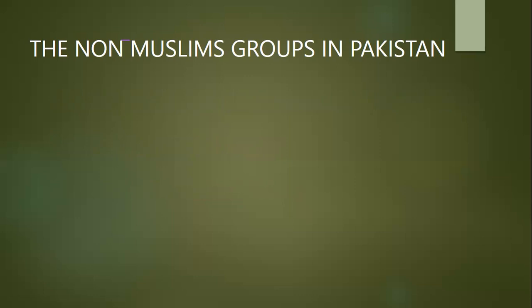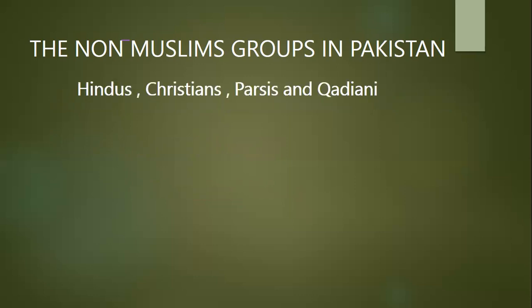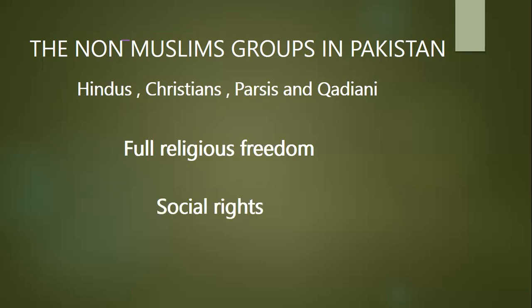Now the next paragraph is about the non-Muslim groups in Pakistan. The minority non-Muslims in Pakistan are Hindus, Christians, Parsis, and Qadiani. These are non-Muslims, and they have full religious freedom. They are free to go to their worship places, and they enjoy completely equal social rights with Muslims. The non-Muslim groups, constituting only a small proportion of the population in Pakistan, enjoy full religious freedom and social rights and are fully integrated in Pakistani society.